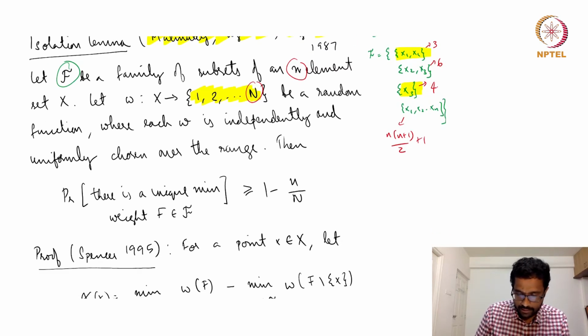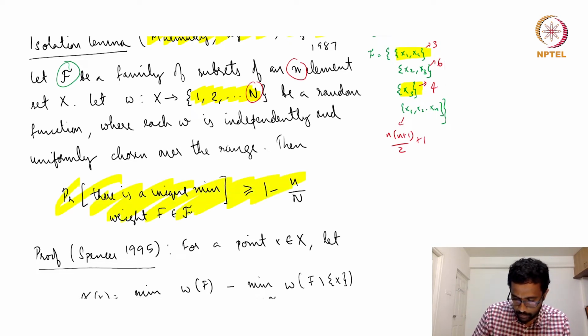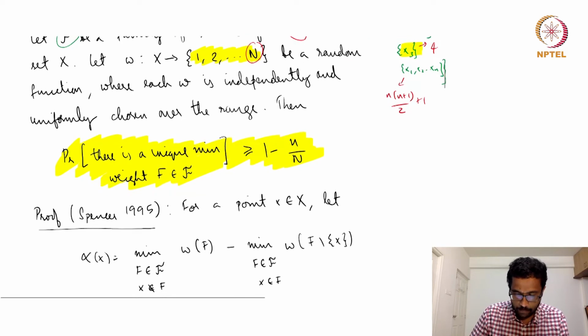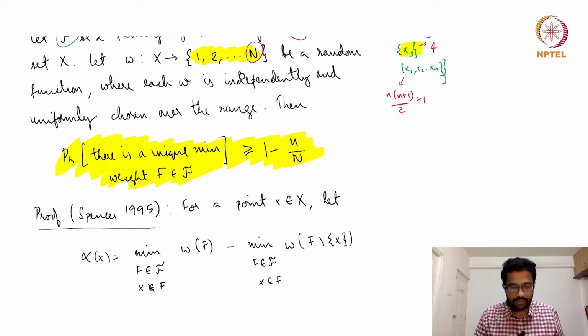Then the probability that there is a unique minimum weight set in the family capital F is at least 1 minus n divided by capital N. Right? That is the statement of the lemma. If you assign it in this fashion, then the probability of there being a unique minimum weight set is at least 1 minus small n divided by capital N. This is the main statement of the isolation lemma. And the proof is very interesting. And once again, this proof has nothing to do with graphs or bipartite matchings or anything. It's just random assignment and computation of probability.